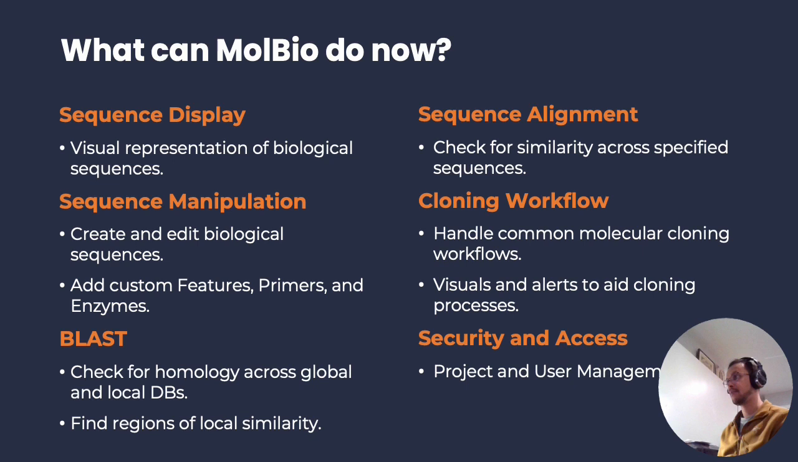We have capabilities of BLAST and sequence alignment, both of which we will show in today's demo. BLAST, of course, for checking homology across global and local databases and then finding regions of local similarity. Sequence alignment being somewhat similar, but of course focusing more on specified sequences. We also have the capability to handle basic cloning workflows, and we will be able to show that today as well. And of course, as all of our other apps, giving admins and giving companies the ability to manage projects and users and thereby implement security and access.